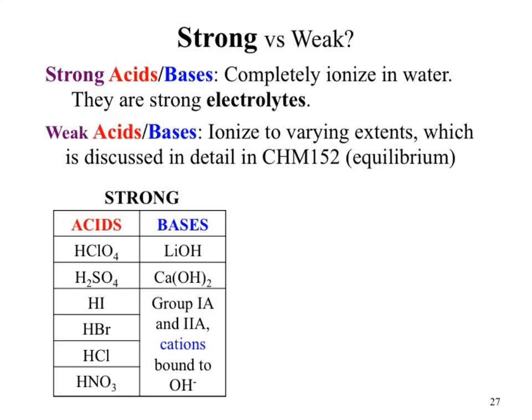Same kind of deal applies with our bases. Our strong bases are on this list. Group 1 metals with hydroxide. They have to be hydroxide. And most group 2 metals. Okay, why do we run into an issue with the group 2 metals? There's some kind of weird exceptions.